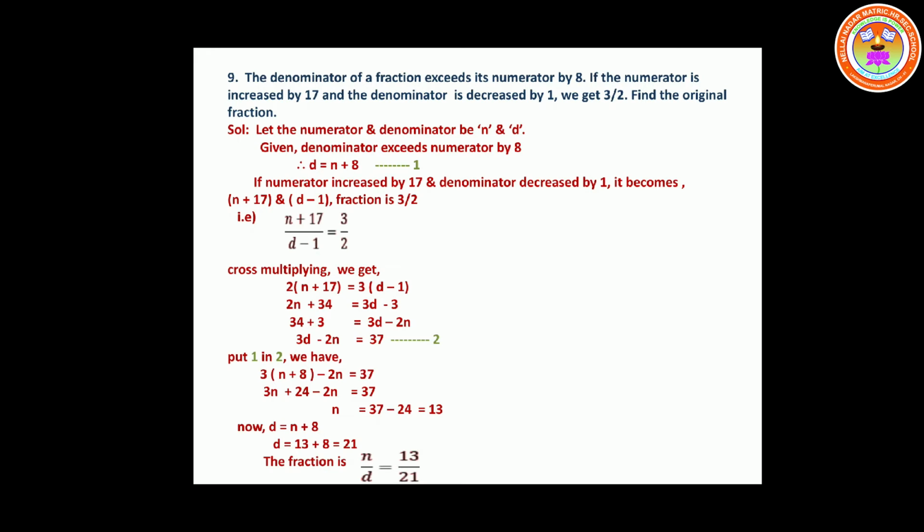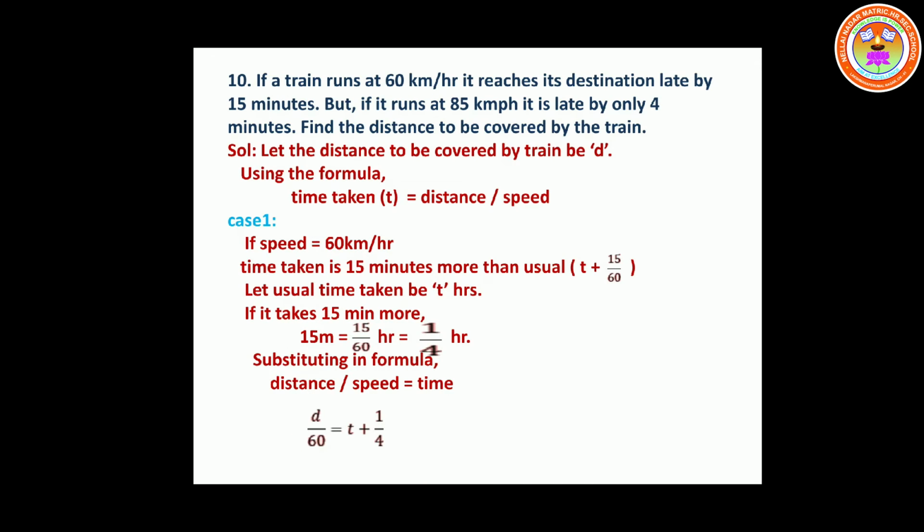So in the first equation, let me substitute what is the value of n. So d is equal to 13 plus 8, that is equal to 21. So now I have found the numerator value and the denominator value. So I just have to write the fraction. Therefore the fraction is n by d. N is numerator, d is denominator, that is equal to 13 by 21. Understood? Okay.